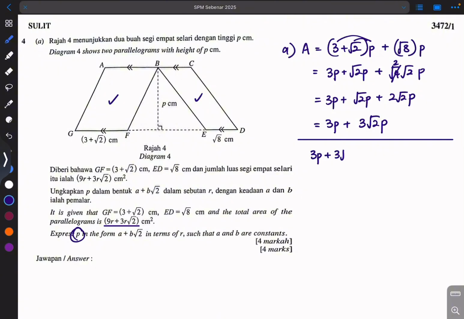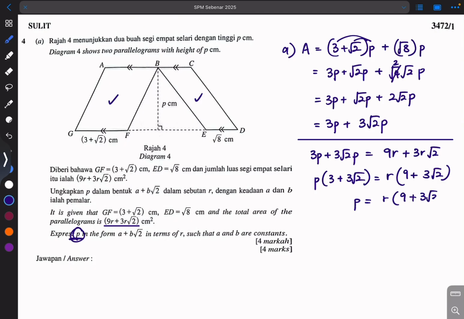3p plus 3z² p must equal 9r plus 3rz². We need to make p the subject. So let's factor out the p. We get (3 plus 3z²). Here, this side also we can factor out the r. So we take out the r: (9 plus 3z²). So making p the subject, we will get this divided by (3 plus 3z²).